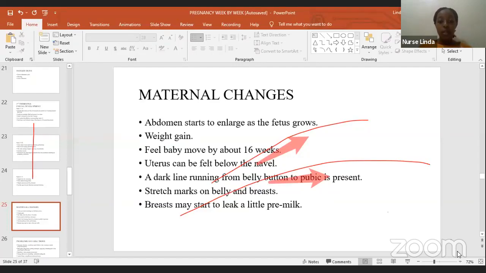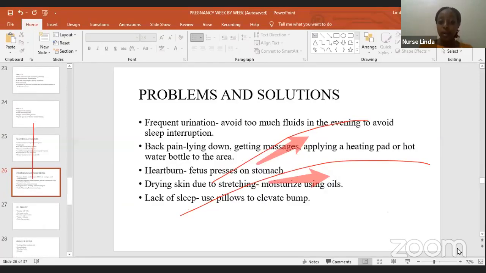Now on palpation, the fetus can be felt above the umbilicus. And then there's this dark line that forms from the umbilicus all the way to the pubic area. It's darkening. Remember, we talked of hyperpigmentation in pregnancy. And then we also have stretch marks that appear on the belly and the breasts. We have said that the abdomen starts enlarging, and we also have the breasts enlarging. So as the body tissues enlarge, it is normal for them to have stretch marks. And then the breasts, for some women, might start to leak a little milk. Remember, we said that the body is preparing itself for breastfeeding.